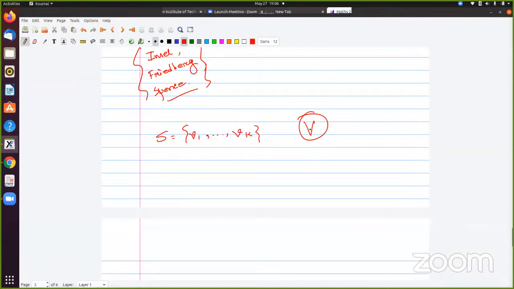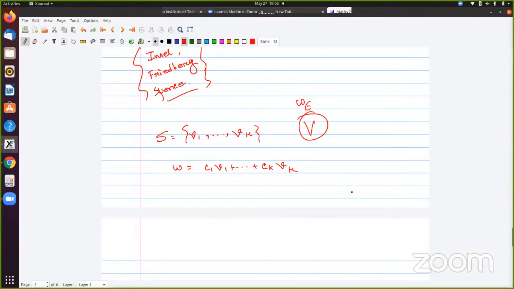So what is this saying? If I have any element of V, suppose I have W in V, I can write W as a linear combination of these many elements. That is the meaning of a spanning set. Anyone has any doubt in this? No. Okay, good.